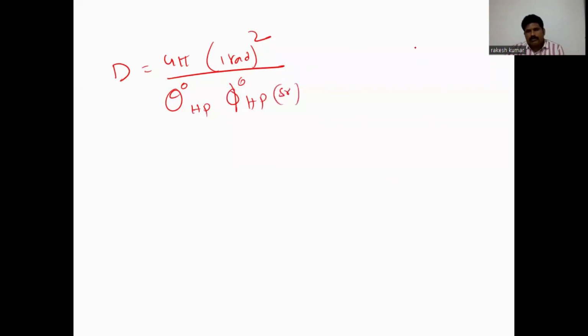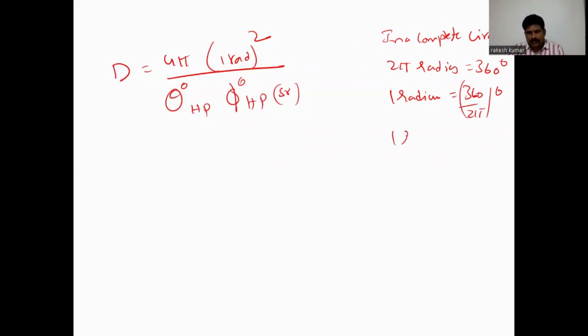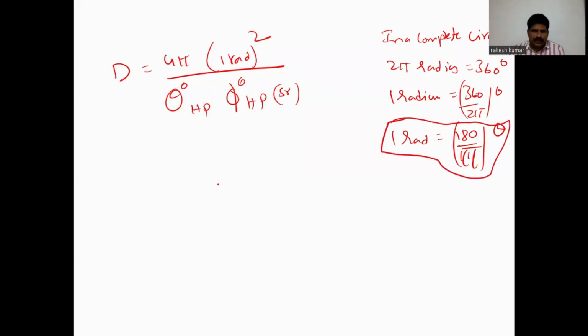In a complete circle, 2 pi radians is equal to 360 degrees, or 1 radian is equal to 360 by 2 pi degrees. Therefore, 1 radian is equal to 180 by pi degrees. Very, very important one: 1 radian is equal to 180 by pi degrees.